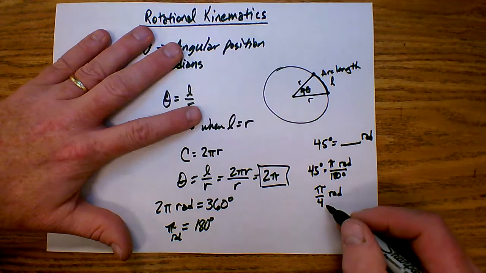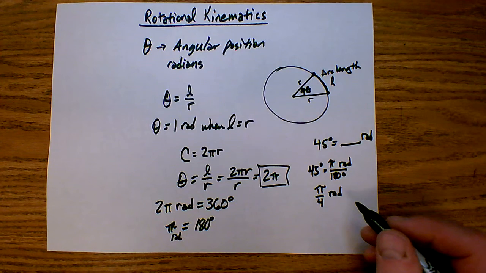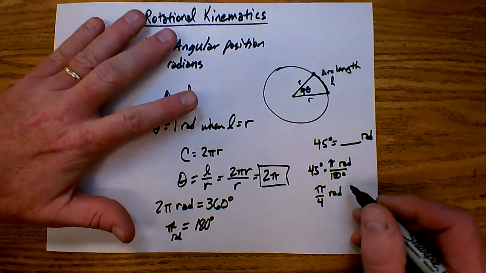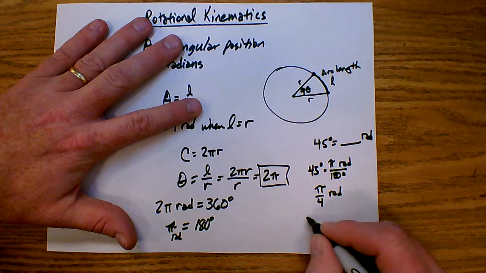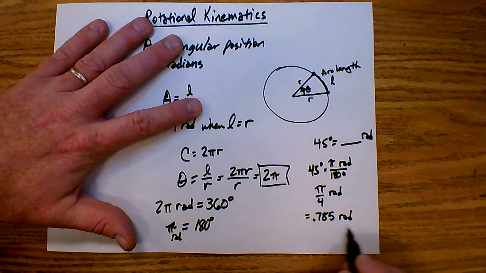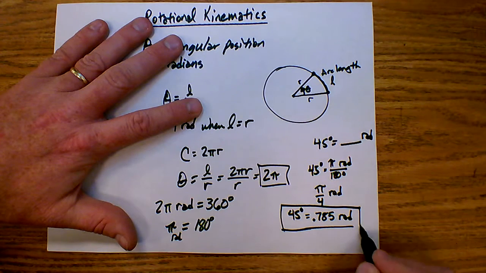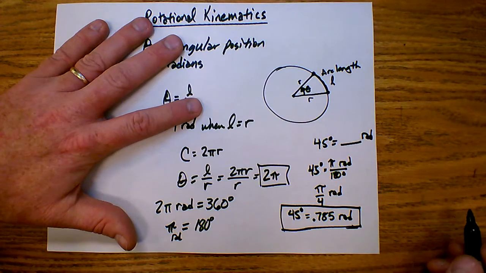Now, in a math class, they would leave it as pi over 4. In physics, we typically will round to 3 significant figures. So if I take pi divided by 4, I get 0.785 radians. So 45 degrees would be the same thing as 0.785 radians.